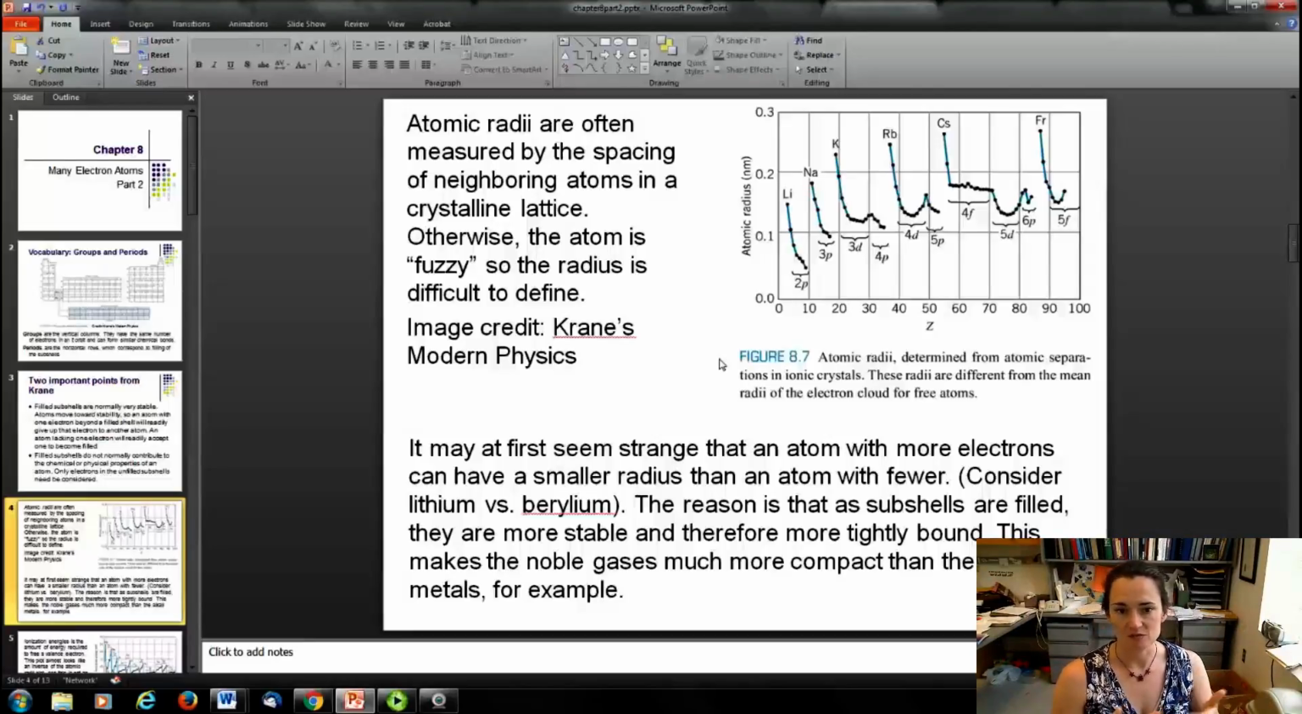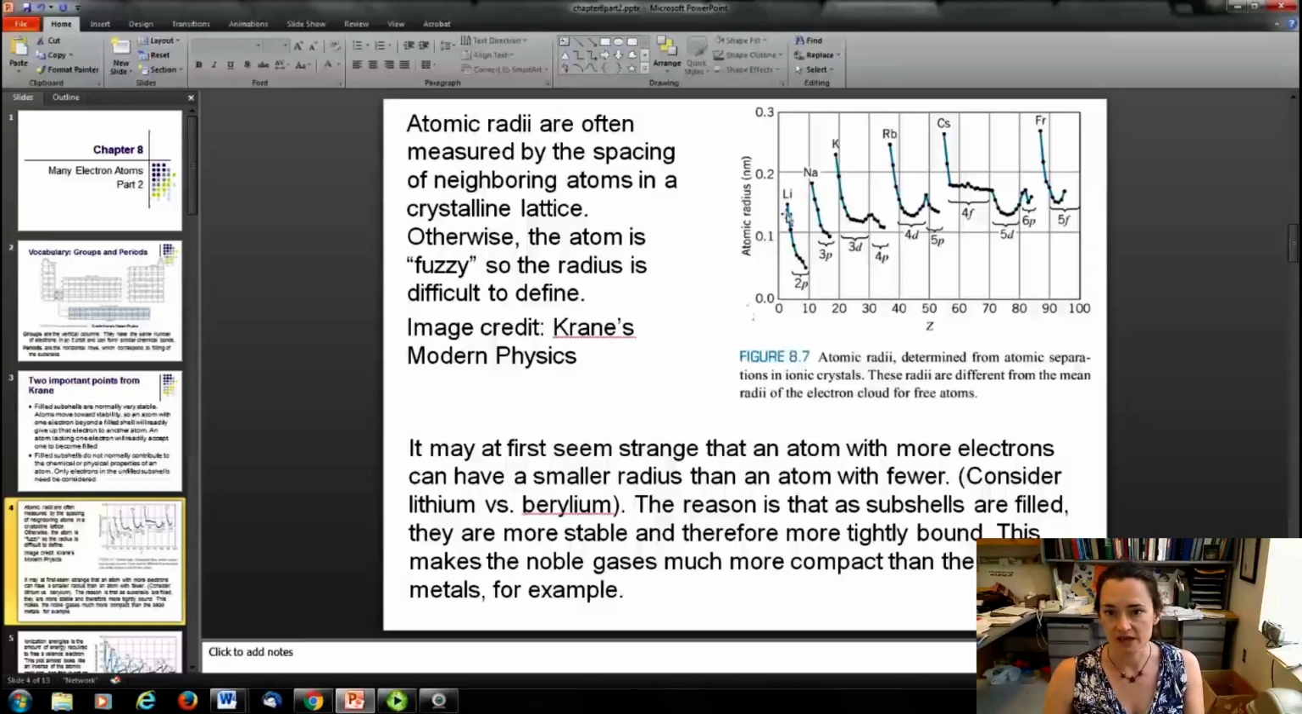This may at first seem strange because what this plot is telling you is that some of the atoms that have more electrons can actually have a smaller radius than an atom with fewer electrons. So for example, if you look at this first little plot here, it starts off with lithium, which has 3 electrons, and then as you add electrons on, the radius actually drops, which seems strange and counterintuitive. But the reason that happens is that as you fill your subshell, your atom is more stable, and more stable configurations are more tightly bound with smaller radii.